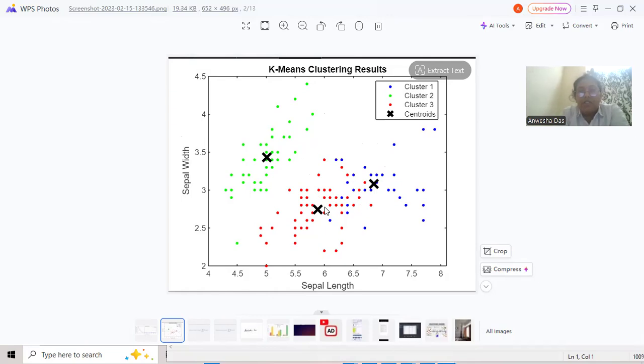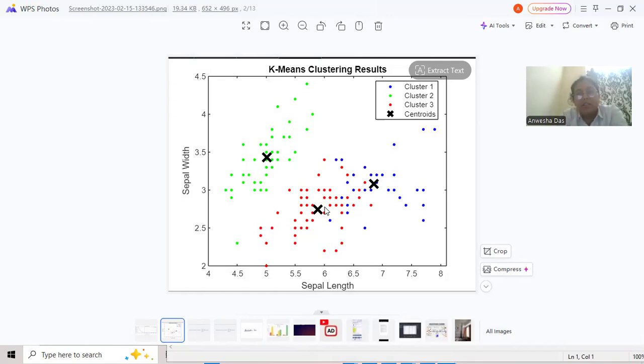So the first step of K-means is that we have to initialize K. K means how many groups we will create. If K equals 3, we have to create 3 groups. If K equals 2, we have to create 2 groups. So in this particular example, K equals 3. Why? Because we have created three clusters, or three groups.